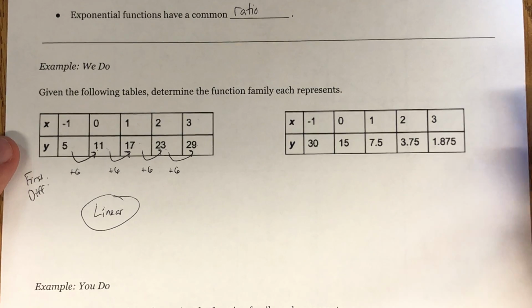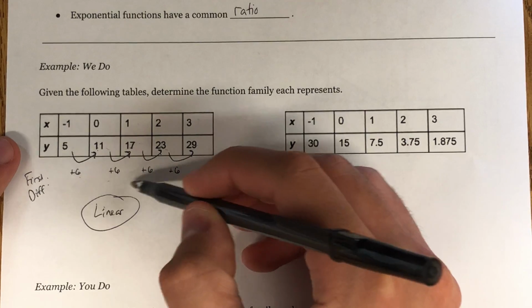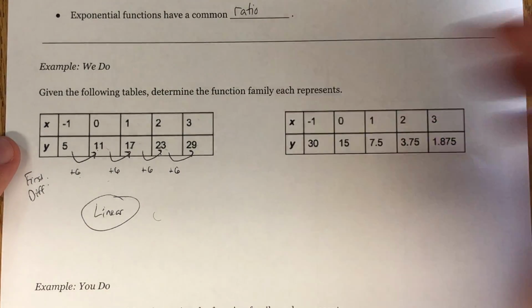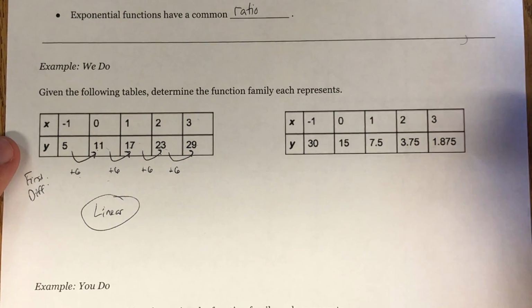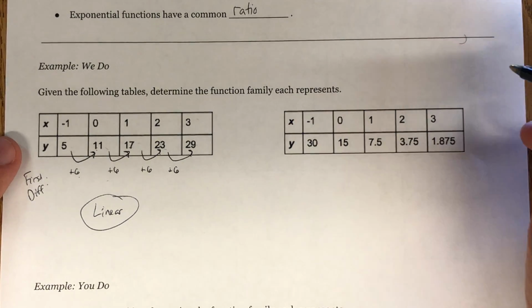If we were looking for a second difference, we would look at the difference between these two values, and these two values, and these two values. And if that's all the same, we would consider it a quadratic function. But you always have to check, is it linear first? If it's not linear, then you can check quadratic. Okay. So let's look at the second one.